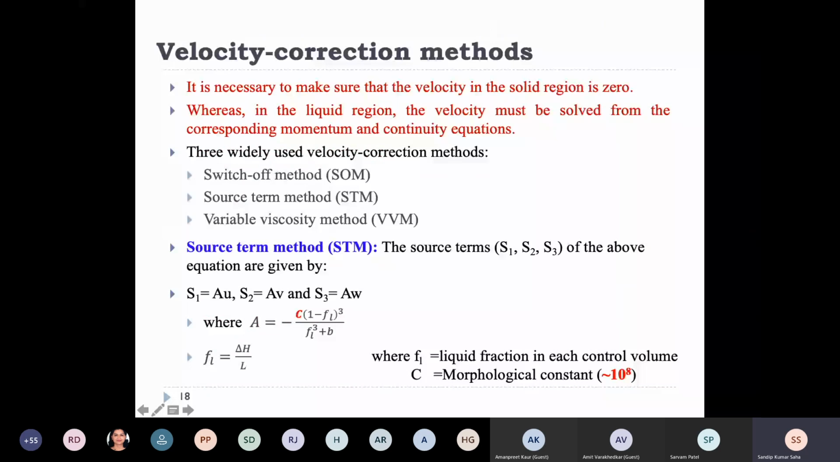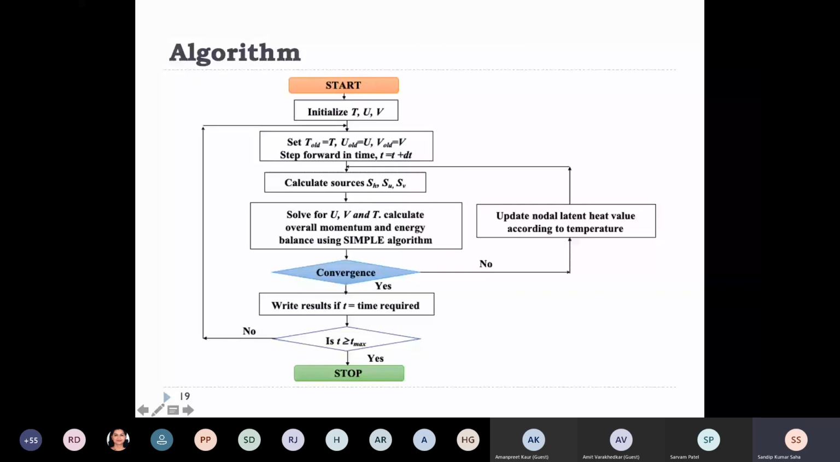So now this is the algorithm for this equation. Basically you initialize T, U, V, you assume something. Then as it is a transient equation, you have to store the values at T old, then you advance the time step, then you calculate the source term, because it should be known by default in CFD. Then you solve U, V, T according to the SIMPLE algorithm. If convergence is there, then very good. Otherwise you have to update the nodal latent heat value and then reiterate.